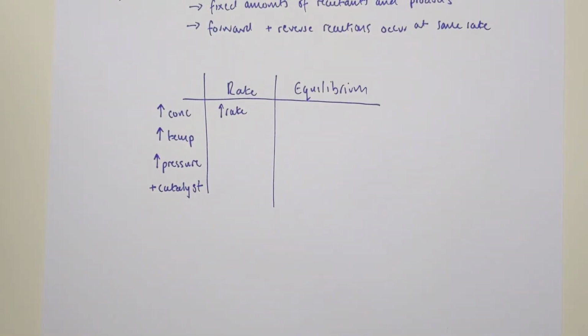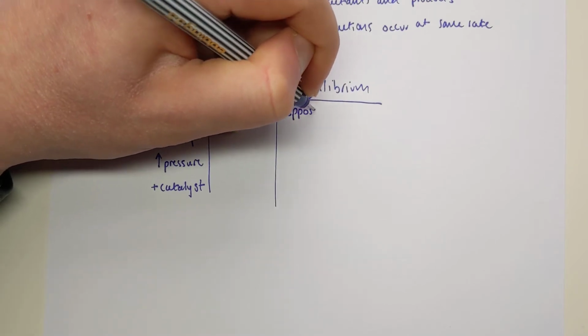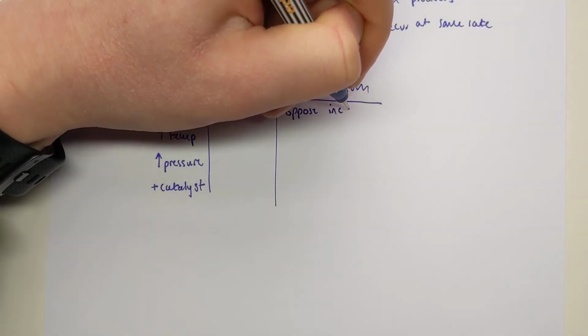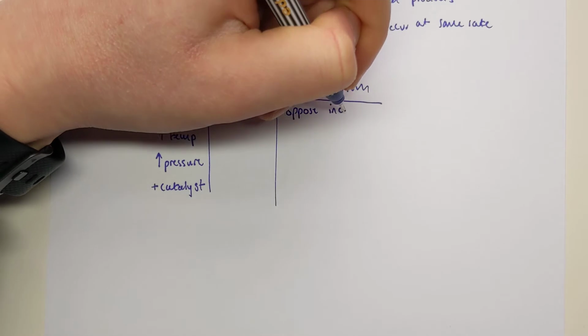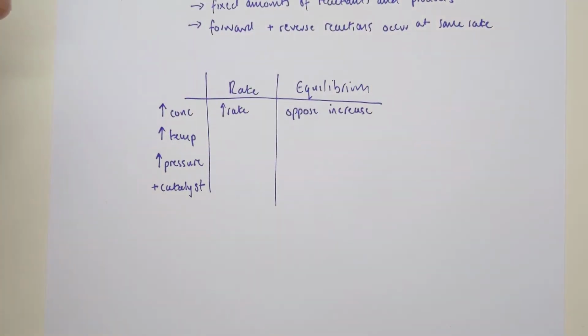Because as you remember, when you increase concentration, there's more chance of a successful collision, more chance of the rate increasing. However, with equilibrium, it's a different consideration. If I increase concentration of something, my equilibrium reaction wants to oppose that increase. So whether that's decreasing it on the reactant side or the product side, I have to look at it case by case, but it's going to do the opposite of that change I've introduced.